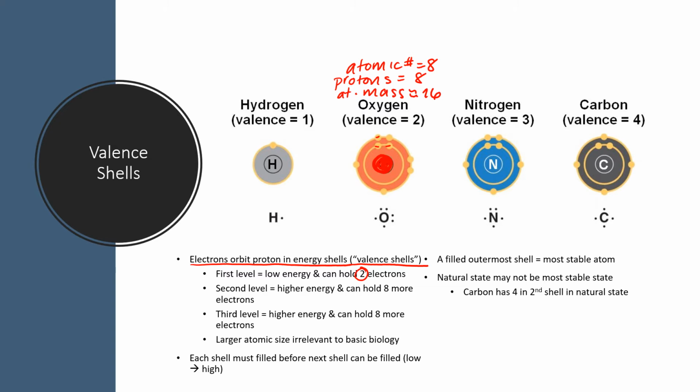Distribute them evenly first before you pair them up. So 1, 2, 3, 4, then pair it. 5, 6 in the outer ring, plus 2 in the inner ring makes 8. These inner ring electrons have less potential energy than the outer ring electrons. The inner ring can hold 2 electrons, the outer can hold up to 8.